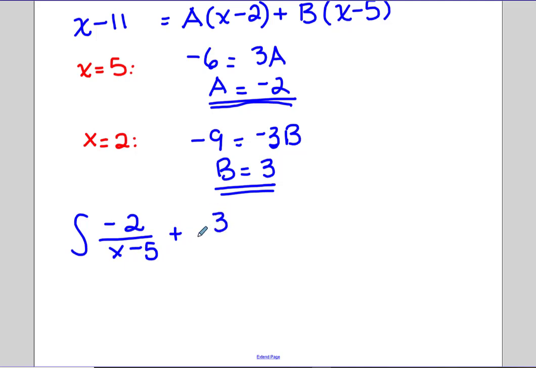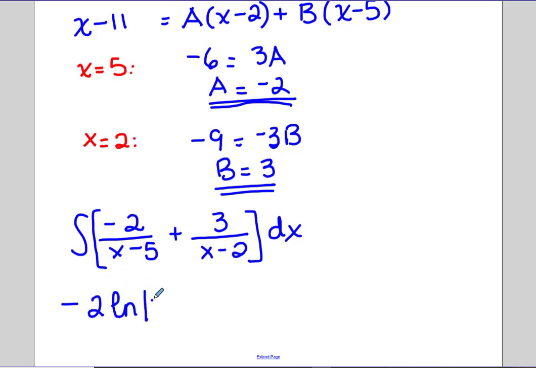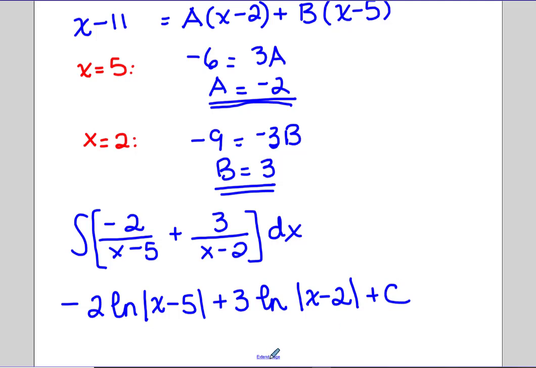and b is 3 divided by x minus 2, and we're integrating with respect to x. This gives us negative 2 times the natural log of x minus 5 absolute value, and positive 3 times natural log of x minus 2 absolute value plus c.